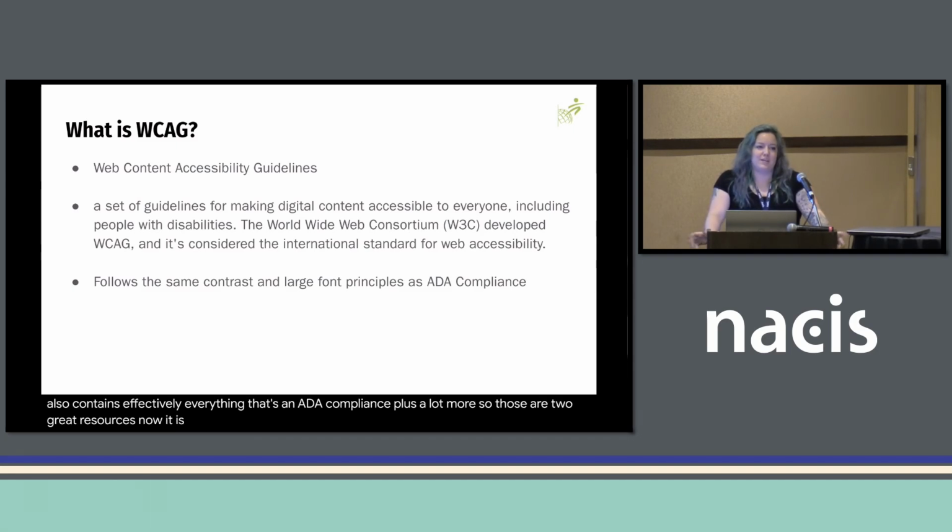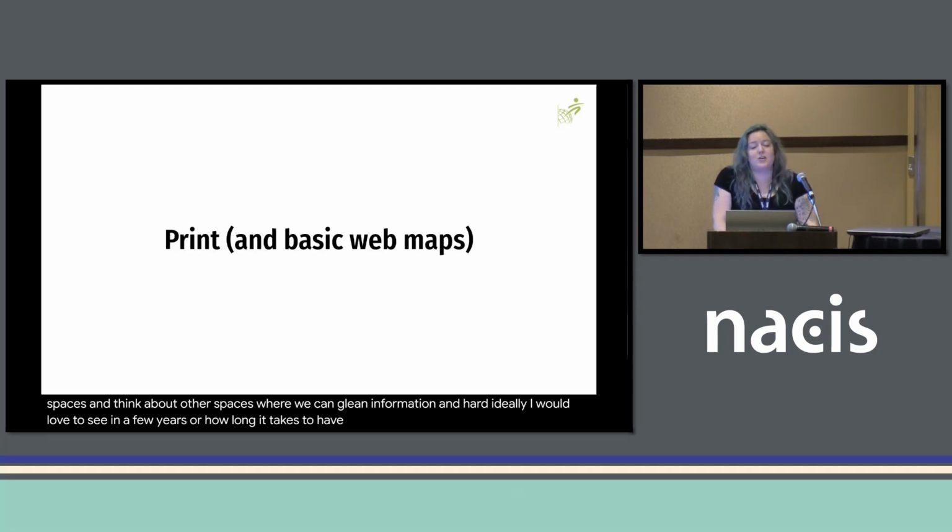Now, it is really heavy, a lot of information, but what's excellent is that WCAG especially has a lot of people writing about all that stuff, and giving tutorials. Not everything is map-based, but it still is useful because it's important to think outside of cartography and think about design spaces and think about other spaces where we can glean information. And it's definitely hard. Ideally, I would love to see, in a few years or however long it takes, cartographic principles around accessibility. But while we are where we are, we have to be looking outside of where we are to make things better.